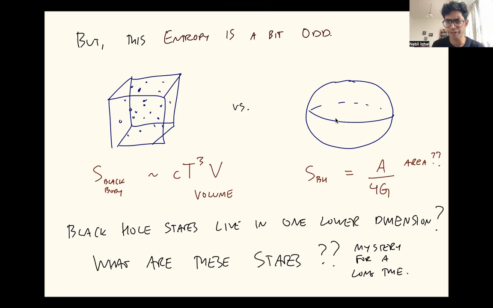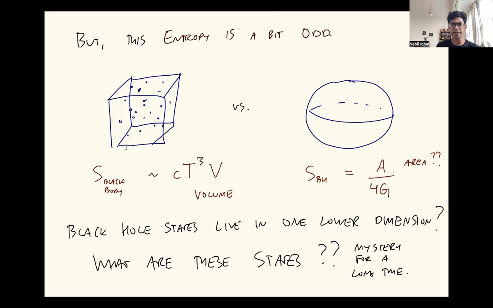But the entropy of the black hole is very different. It doesn't go like the volume of the black hole, whatever that means. It goes instead like the area of the event horizon of the black hole. In other words, it looks like it doesn't somehow live in 3 dimensions, it lives instead in 2 dimensions. In other words, this counting is suggesting that the black hole states live in 1 lower dimension. So now, if you've been following along, you should have a very natural question.